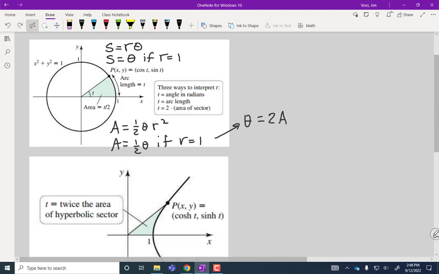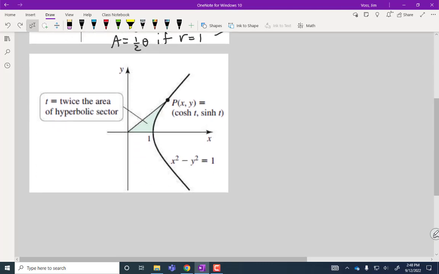As t is pi over 4 radians, you're visualizing this rotation of 45 degrees. It's not the same with the hyperbolics. In this graph of the hyperbola, t doesn't show up, which gives us a clue that the hyperbolics aren't going to be quite as important. There's not going to be the same geometric significance that there is for the circular functions. So that's our hyperbolic sector, and that t value right there will be twice the area of that sector. So that's how they're connected.